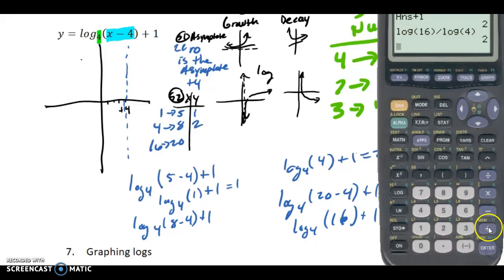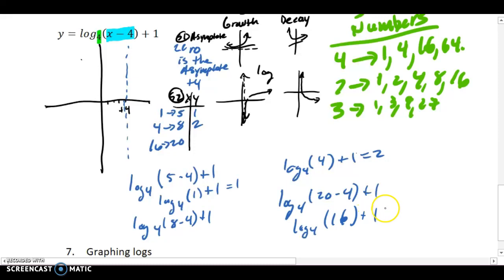I'm going to hit enter. I get 2, then don't forget to add the 1 in the equation. So I get 3. So we're going to put 3 there.